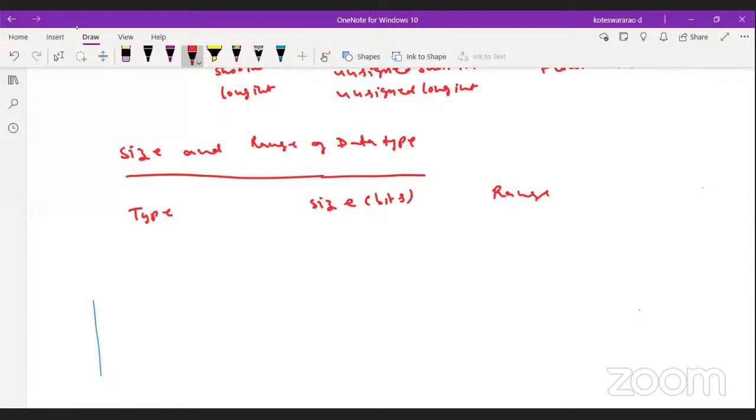If you take the character type or signed character, the size is 8 bits. The range is minus 128 to 127. Next, unsigned char, it is 8 bits, 0 to 255.